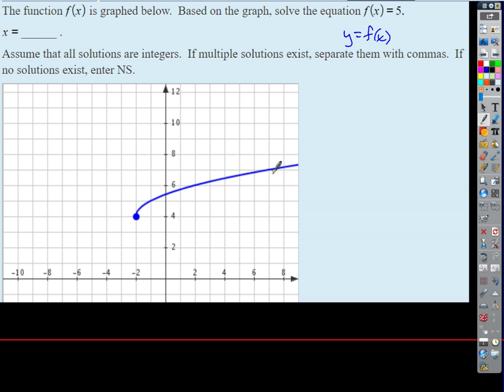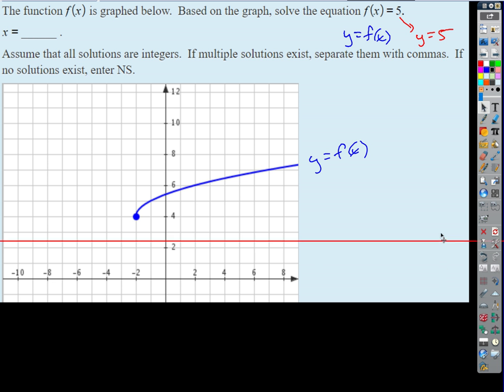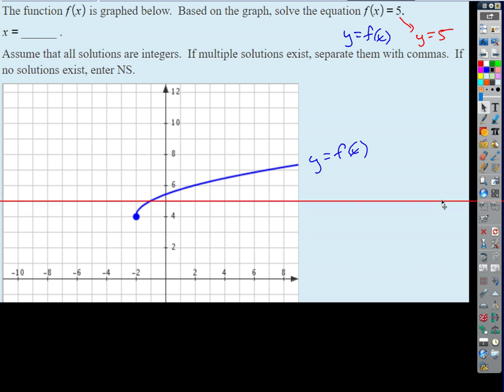This isn't one we can use Desmos for because we don't know what the function actually is. But they tell us it's graphed below. So there's a graph of y equals f of x. On the other side of the equation, we've got y equals 5. Well, y equals 5 is right there, a horizontal line with the y-intercept of 5, correct? So then we end up with the point of intersection that has an x-coordinate of -1, right? Everybody agree? And so that's our answer.